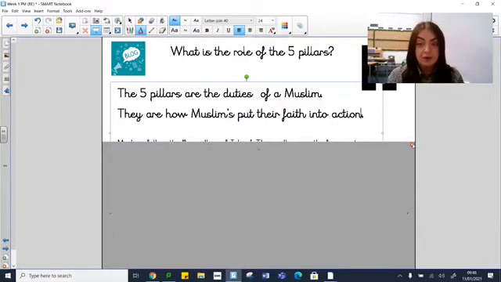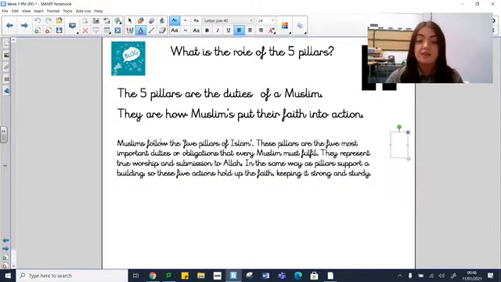So down here, you can see Muslims follow the 5 pillars of Islam. These pillars are the 5 most important duties, that's our key word there, or obligations that every Muslim must fulfill. They represent true worship and submission to Allah. So in some ways, as pillars support a building, these 5 actions hold up the faith, keeping it strong and sturdy. If as a Muslim you complete all of these 5 pillars, you know that you are doing a great job. You are doing all those things that a Muslim should be doing, and you are showing Allah that you are a true worshipper.